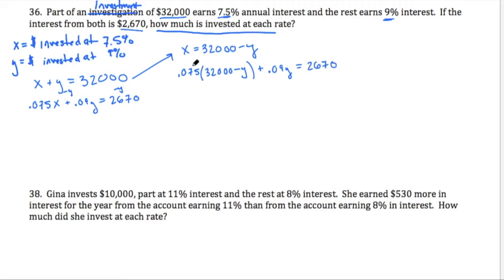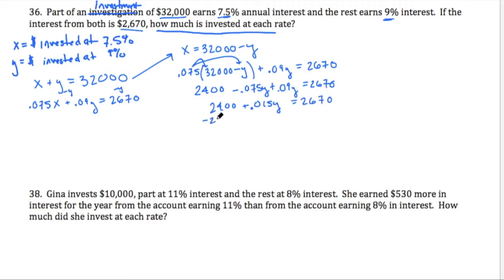All right, so we need to distribute our 0.075. 0.075 times 32,000 is 2,400 minus 0.075y plus 0.09y equals 2,670. Okay, we can combine like terms here. We still have our 2,400. We have a total of positive 0.015y is equal to 2,670.